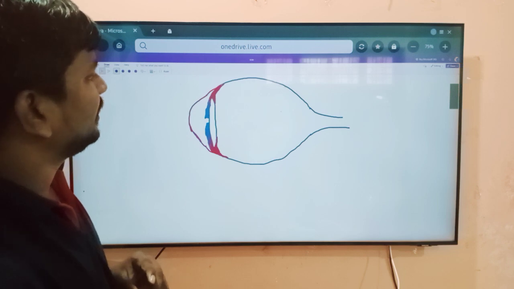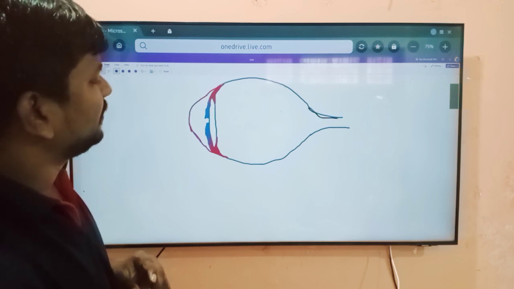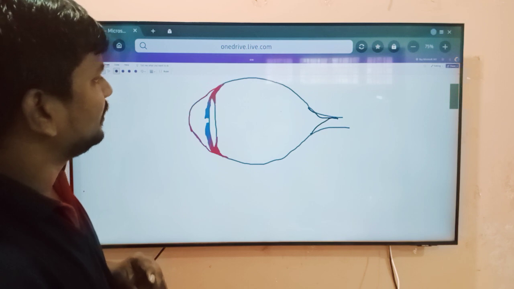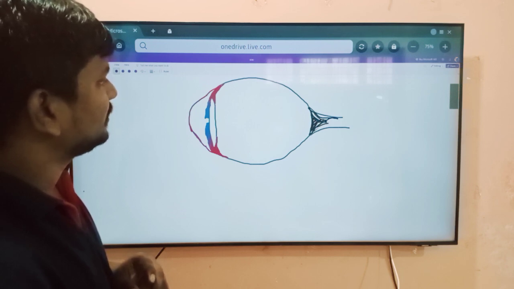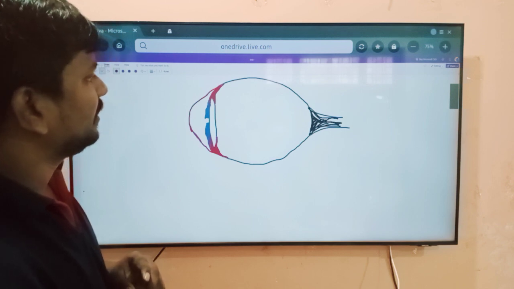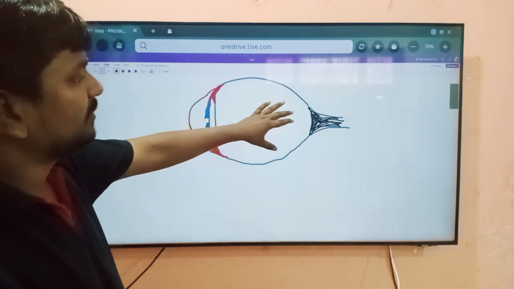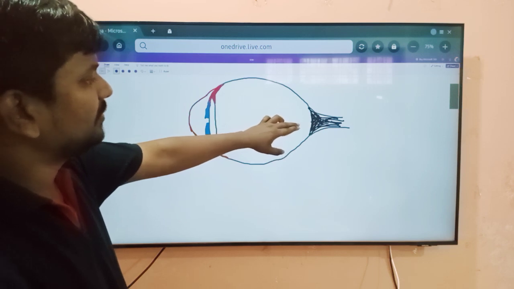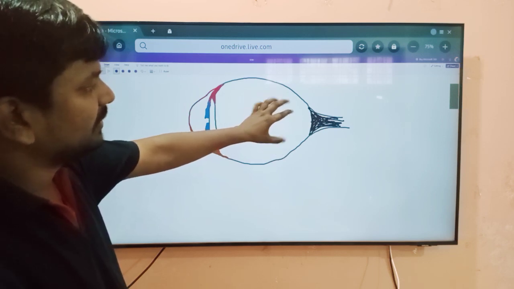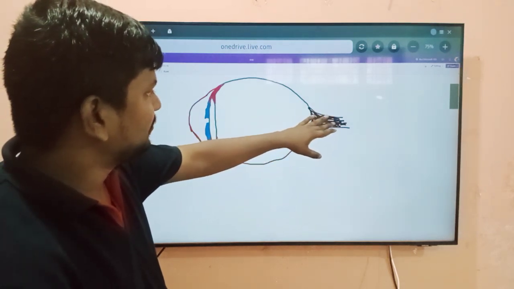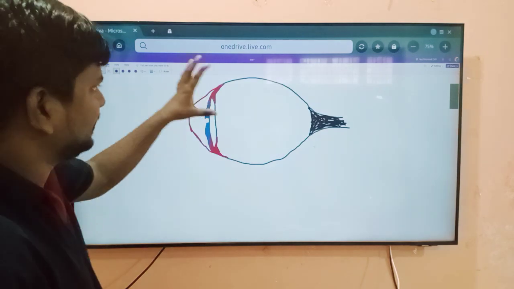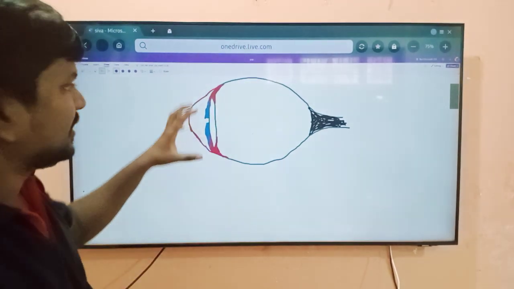Then what about the optic nerve? Here I'm taking the optic nerve like this, where all the nerves will be meeting at one point. Here you can consider this optic nerve, where all the nerves will be meeting. So this is about the human eye, and we will discuss the parts.